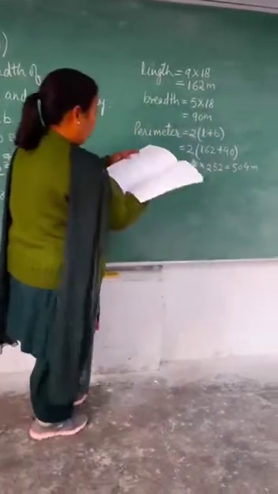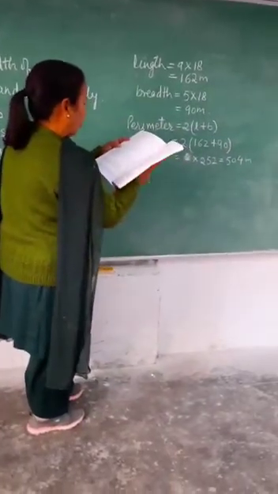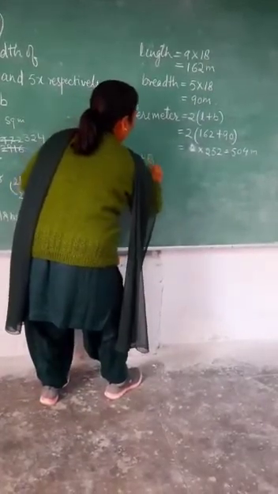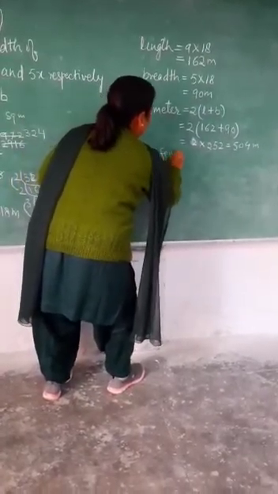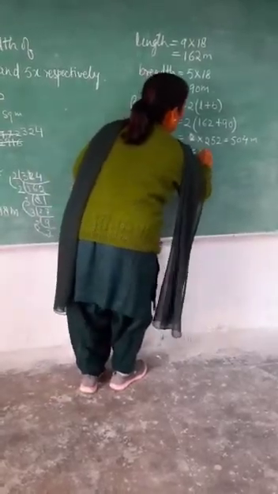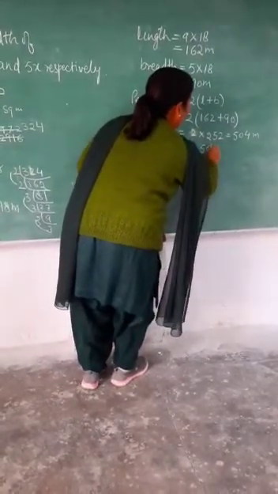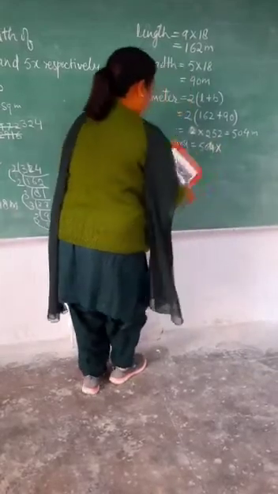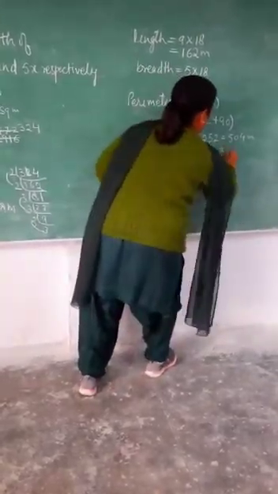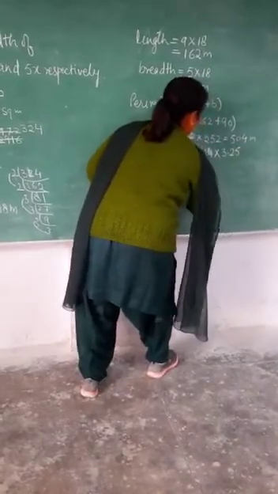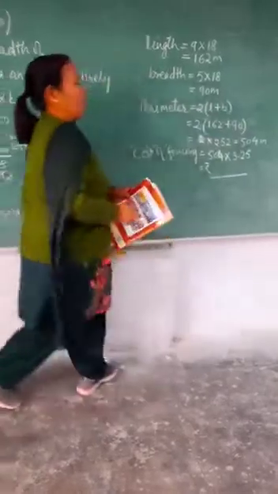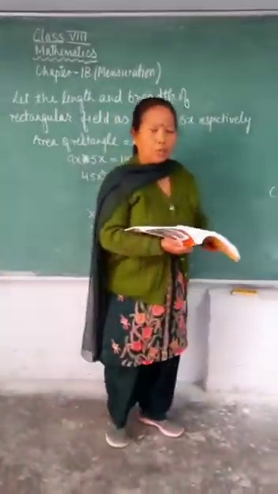And the cost of fencing is given as 3.25 per meter. So the cost of fencing equals the total length, which is 504, multiplied by 3.25. Multiply this yourself and get the answer. This will be your answer. You can multiply this question yourself.